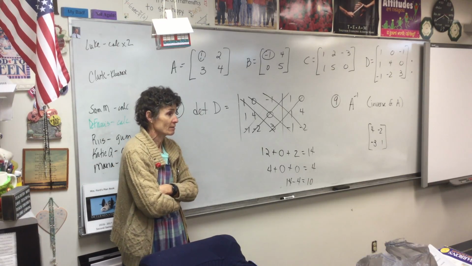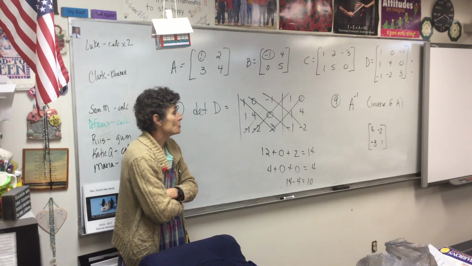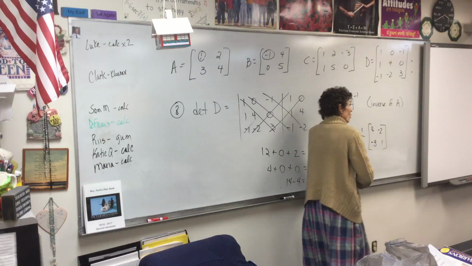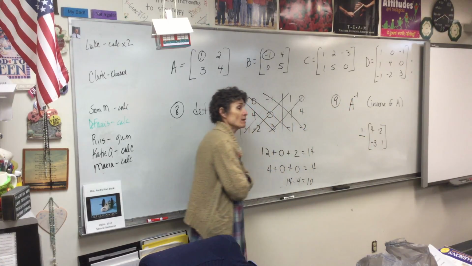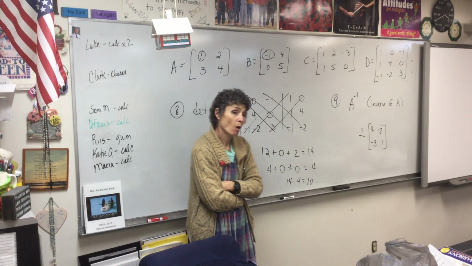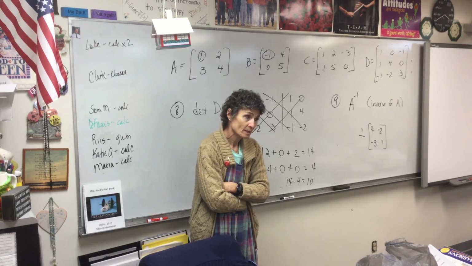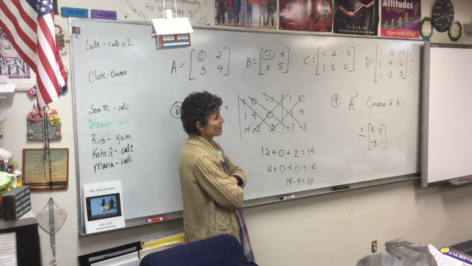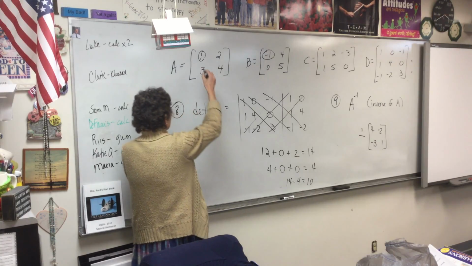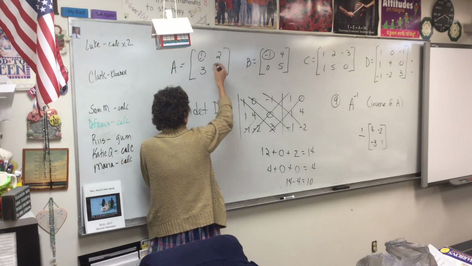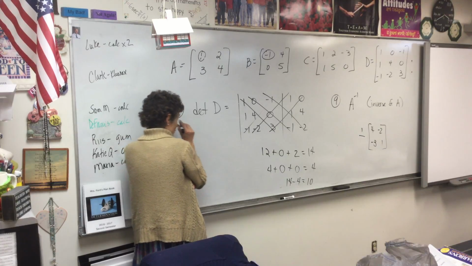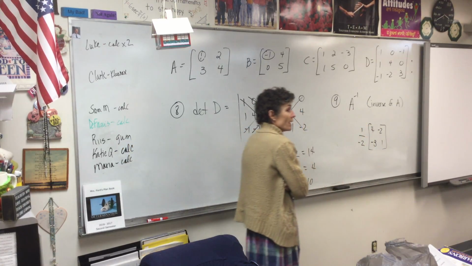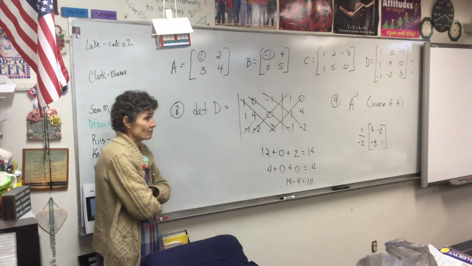Does anybody remember what the other step is? You gotta multiply this by 1 over the determinant. Remember when you do inverses, you almost always get fractions? And the reason you get fractions is because you're multiplying by 1 over the determinant. What is our determinant here? -2. So we're going to multiply this by 1 over -2.